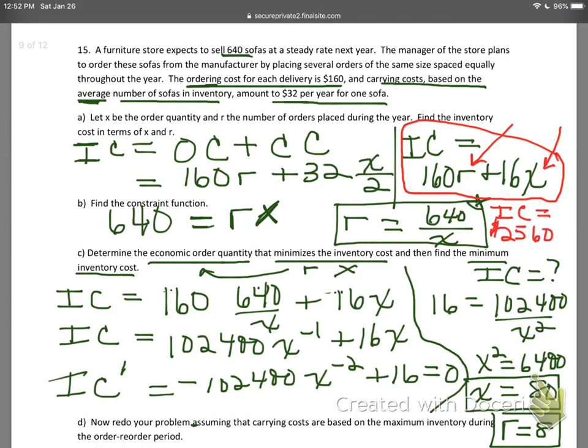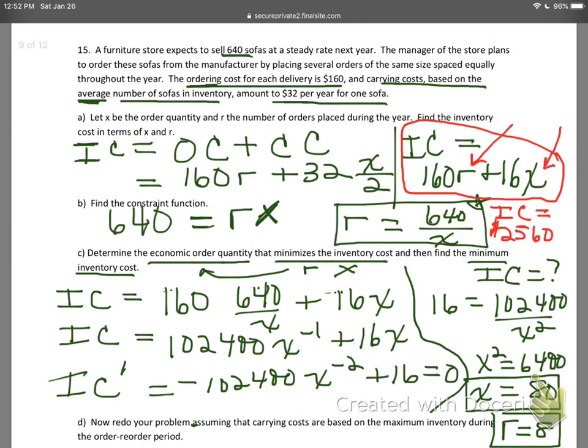2,560. So what this basically is saying, given the fact that your carrying costs are based on average, you want to make 4 orders a year, and every order will have 80 sofas. If you do that, then you're going to have inventory costs of $2,560. And that ends the first part of this problem.